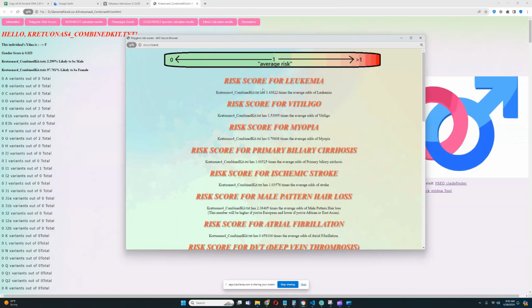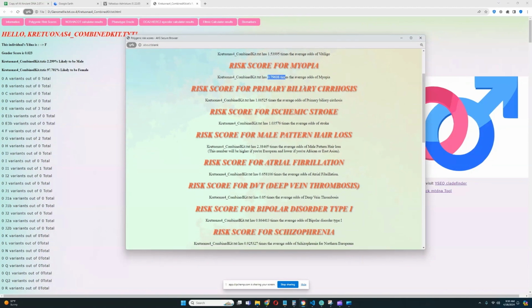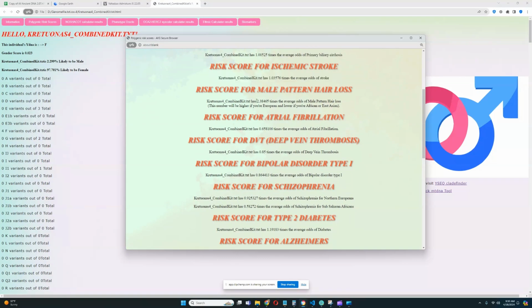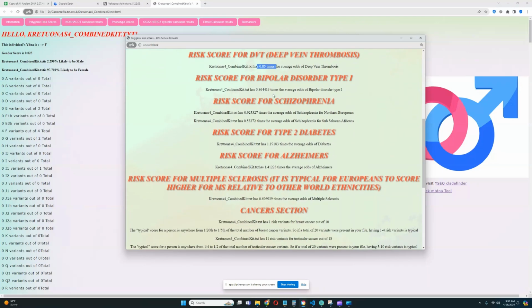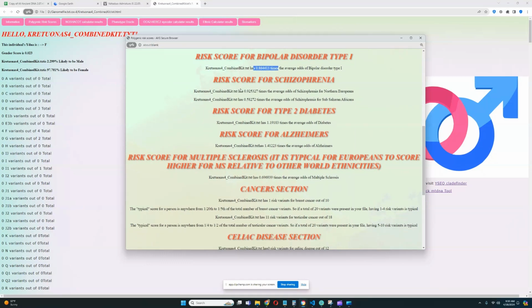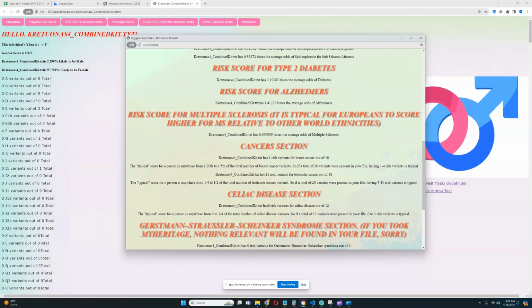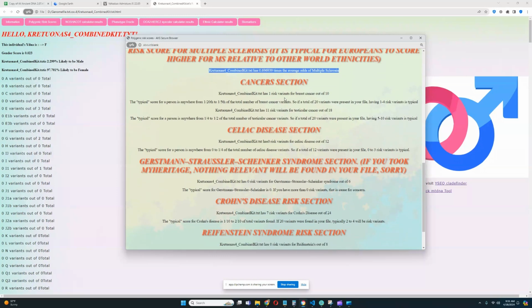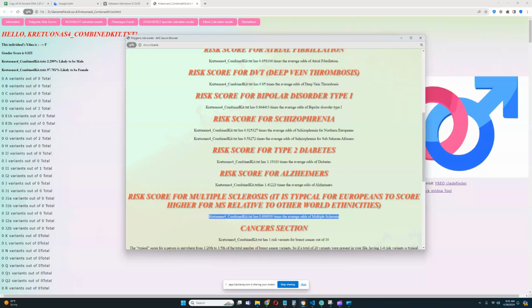So it looks like she's got a slightly above average score for leukemia, a slightly above average score for vitiligo, a slightly below average score for myopia, an average score for primary biliary cirrhosis, an average score for stroke, a very high score for male pattern hair loss, which is not surprising because she's a European, a below average score for atrial fibrillation, a below average score for deep vein thrombosis, a below average score for bipolar type 1, a pretty much spot on average score for schizophrenia, an average score for type 2 diabetes, a slightly above average score for Alzheimer's, and a below average score for multiple sclerosis. So the only thing that's really high here is the score for male pattern hair loss.